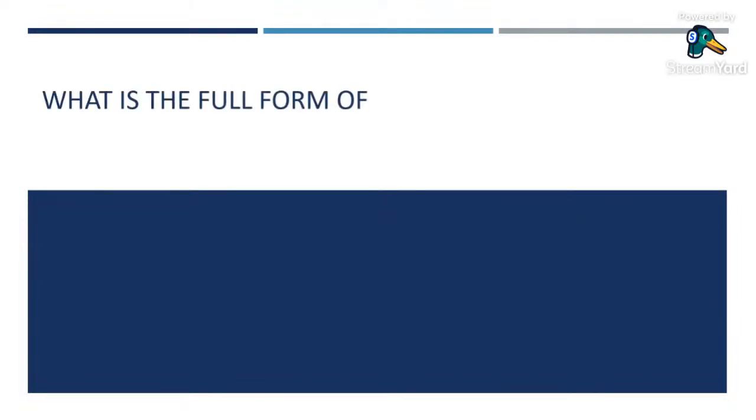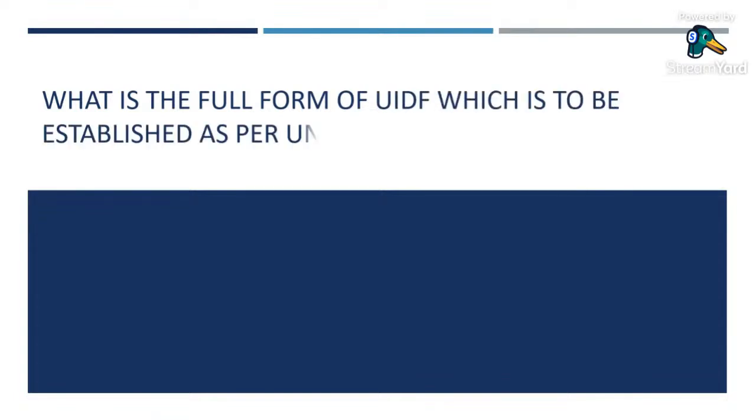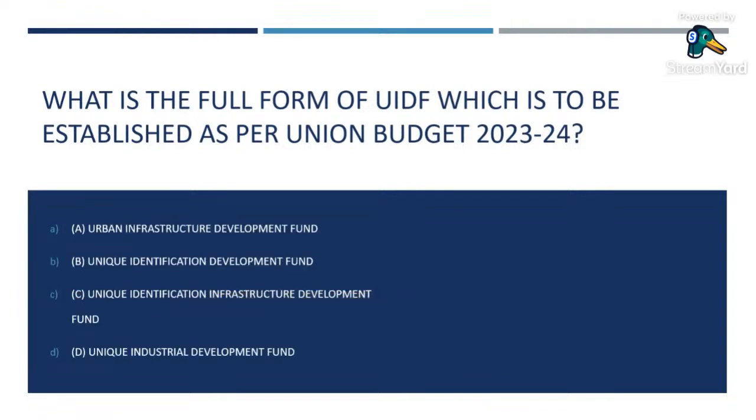What is the full form of UIDF, which is to be established as per Union Budget 23-24? A. Urban Infrastructure Development Fund. B. Unique Identification Development Fund. C. Unique Identification Infrastructure Development Fund. It is Unique Identification Infrastructure Development Fund.